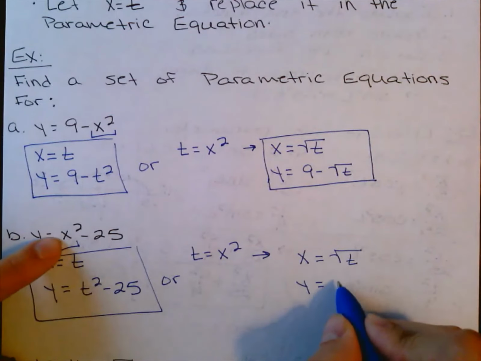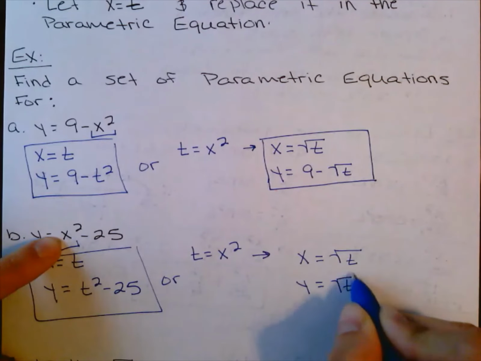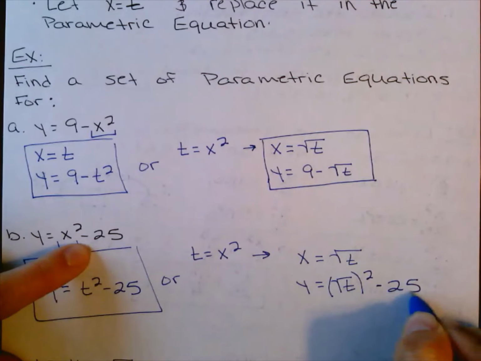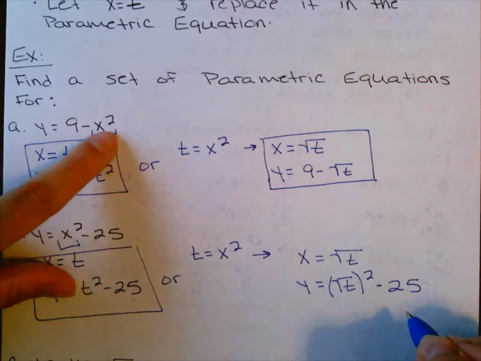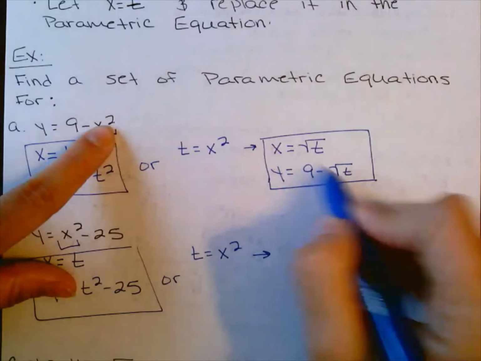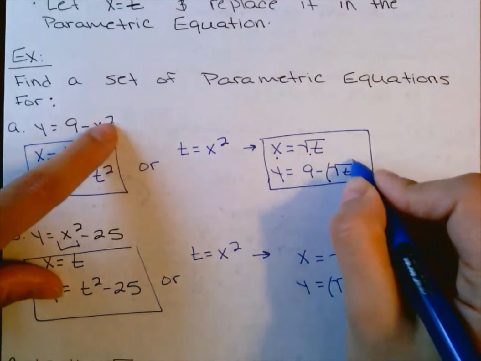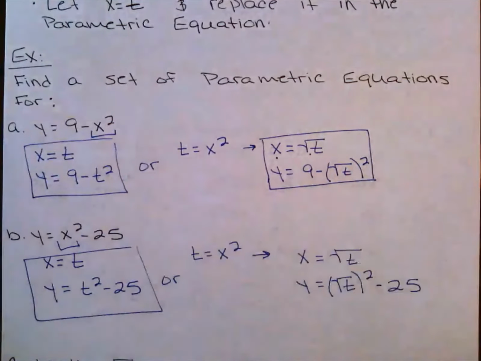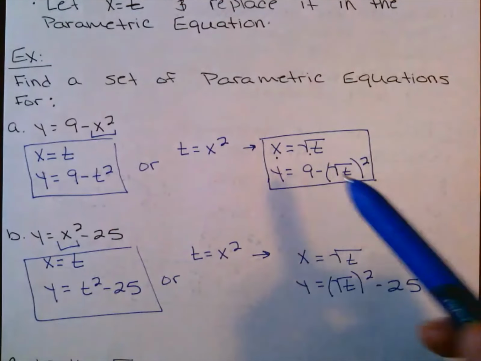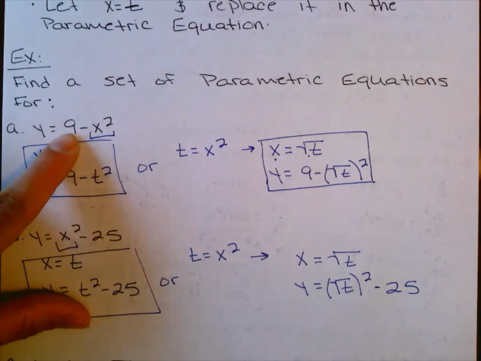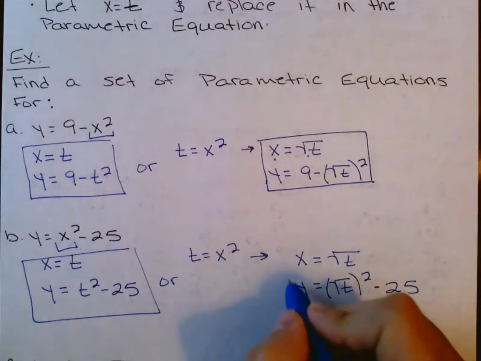So I have x, which is square root of t, but then there's a square minus 25, which just made me realize that I forgot to put that squared here. Because again, this square root of t is replacing the x, but this x has that squared. If you ever want to go back and check your work, all you have to do is plug this in, clean it out, and you should get right back to what you started with.